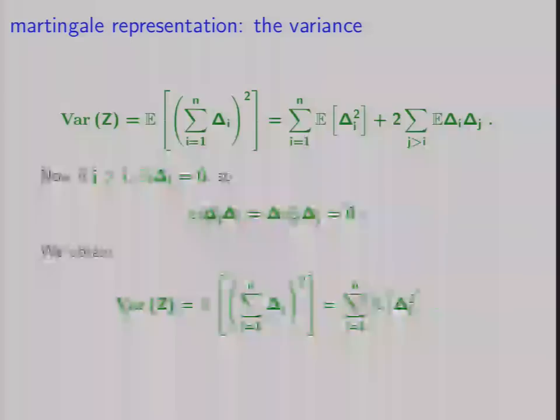Okay. Yeah? So far, so good. Now, the nice thing is that this term here is zero. And that follows from the way we define these lambda I. Why is this true? Let me explain.